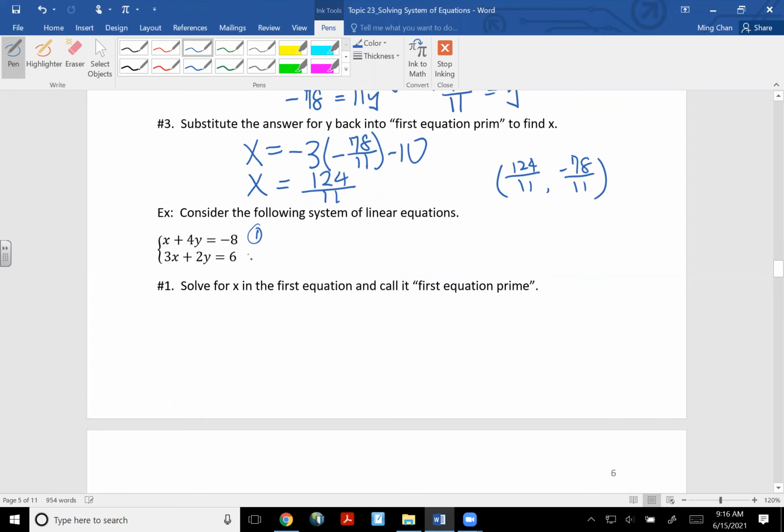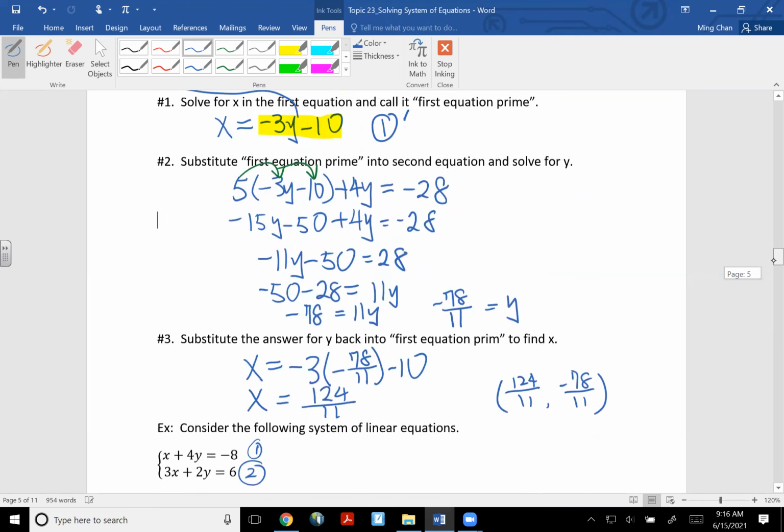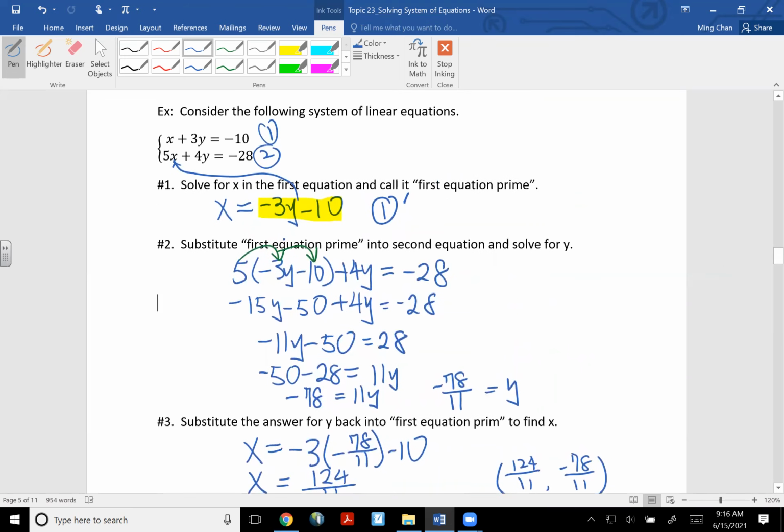I'm going to say this is the first equation, this is the second equation. Solve for x in the first equation. So basically the whole idea is solving one variable at a time. I solved for x earlier and called that first equation prime. Then whatever I solve for, I substitute into the second equation. Once I figure out what my y is, I substitute back into that first equation prime to find my x. So when it comes to solving a system of linear equations, we can only solve one variable at a time.